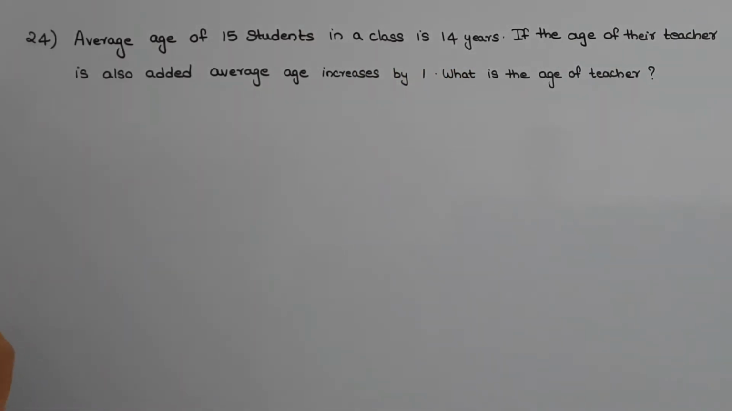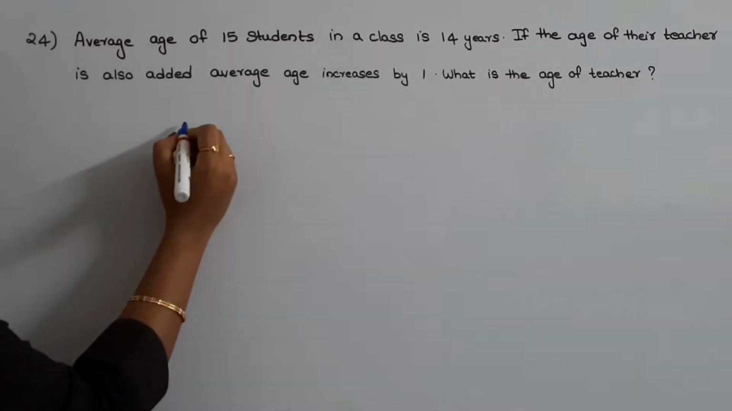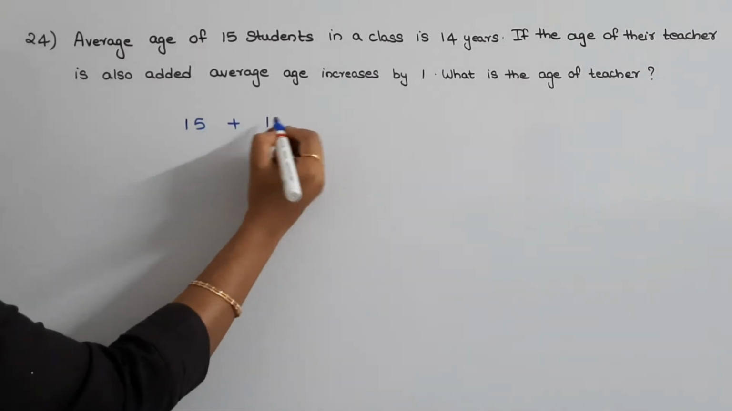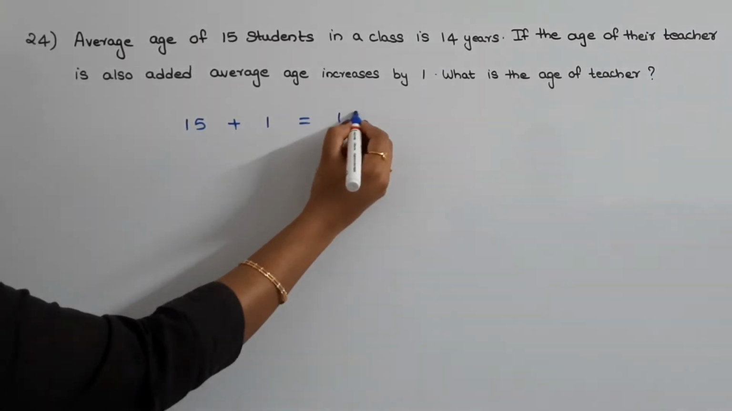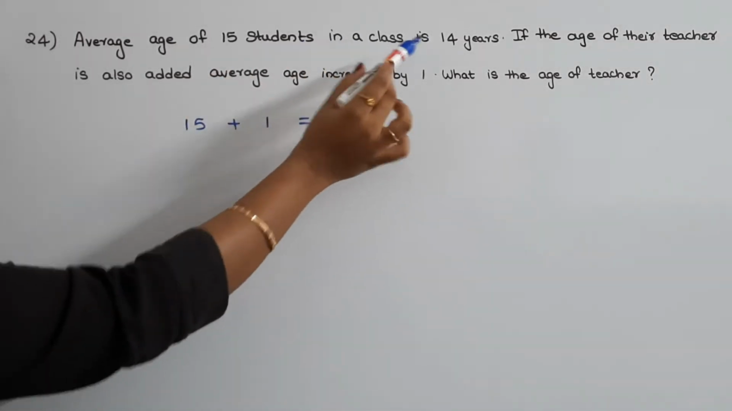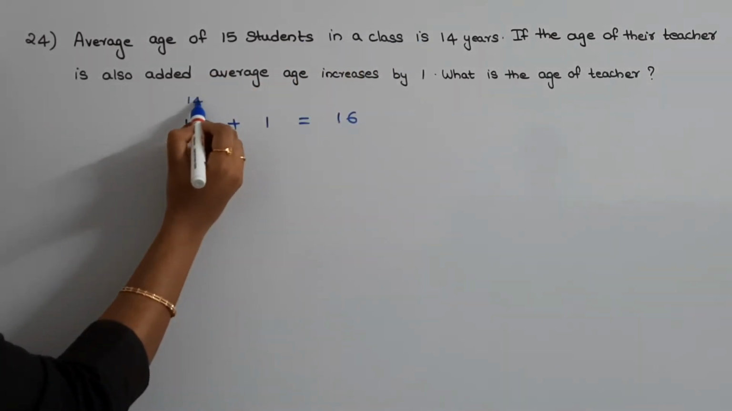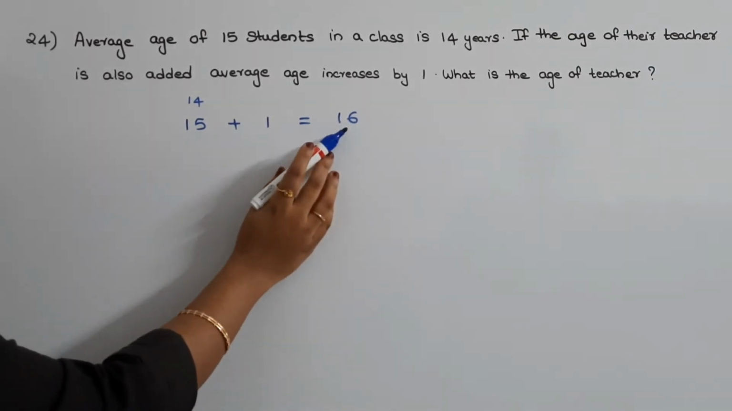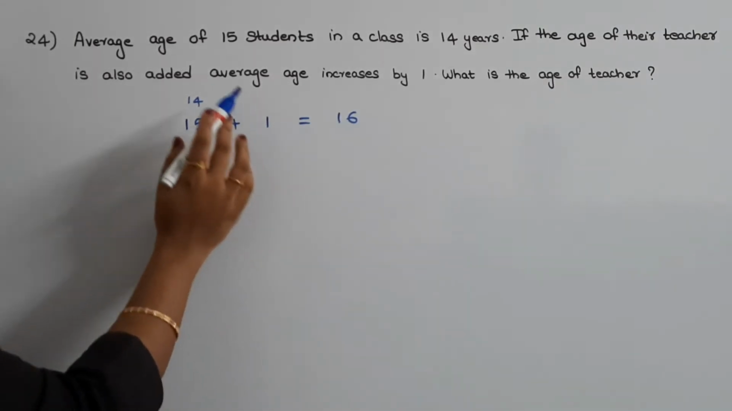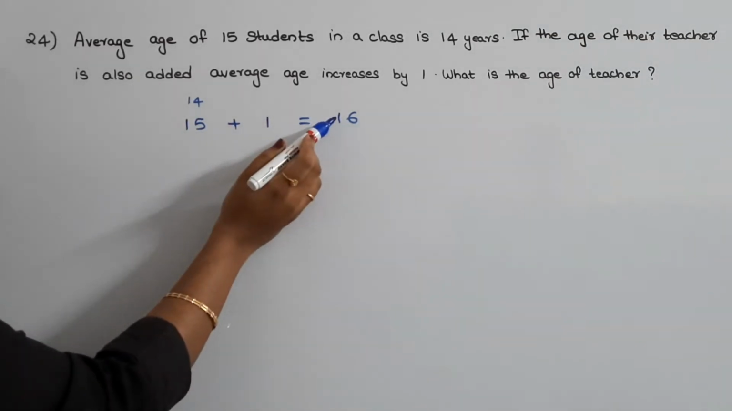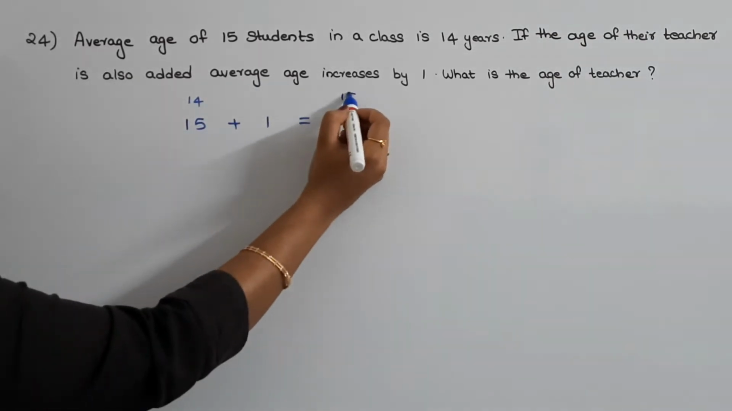Okay. So let us see how to solve this first. So there are 15 students in a class. If one teacher is getting added, then the total number of members are now 16. Okay. The average age of 15 students is given as 14 years, that you need to write above this 15. Okay. Now what is the average age of 16 members? When a teacher got added, the average increases by 1. Initially the average was 14. So now the average will be 14 plus 1, that is 15.